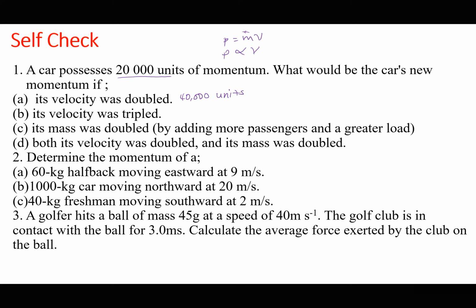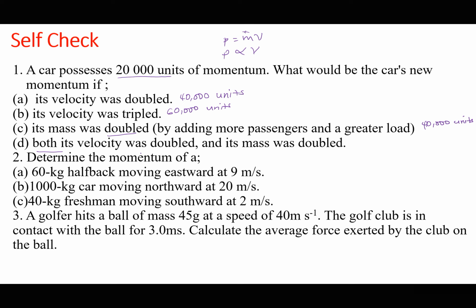The velocity was tripled, so the momentum will be tripled. So this would be 60,000 units. The mass was doubled by adding more passengers and a greater load. So if the velocity is constant and the mass is doubled, the momentum is doubled. So this would be 40,000 units.